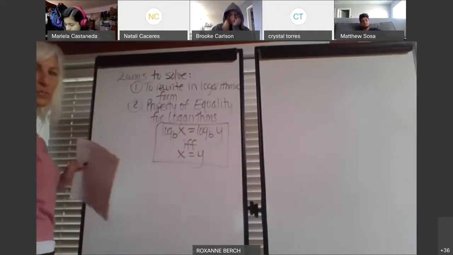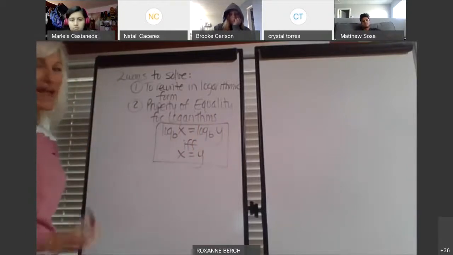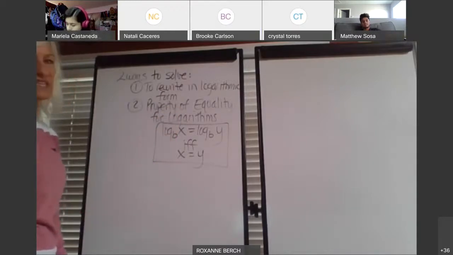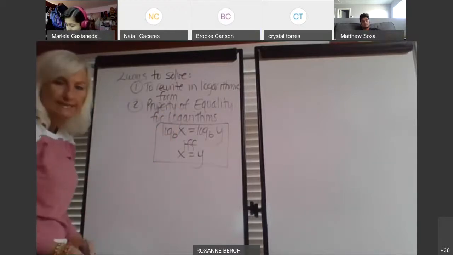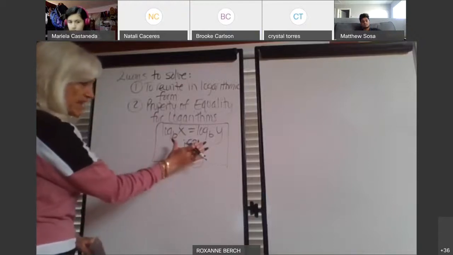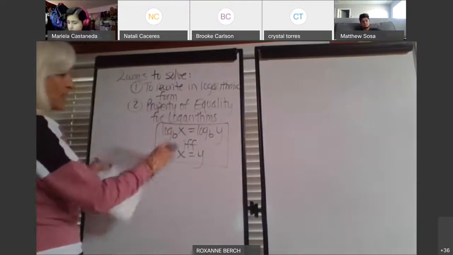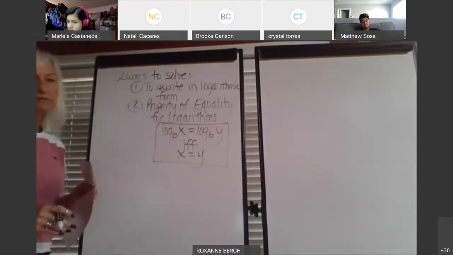So you may not see that in your book. You may not see it in another book, but I know about it. It is the property of equality for logarithms. Basically what this is saying is if you can equate two logarithms with the same base, you can drop off the log. That's pretty cool. So you can drop off the log and just say that x is equal to y.